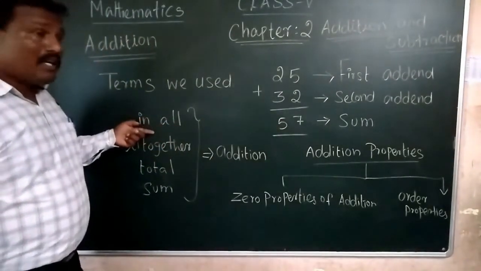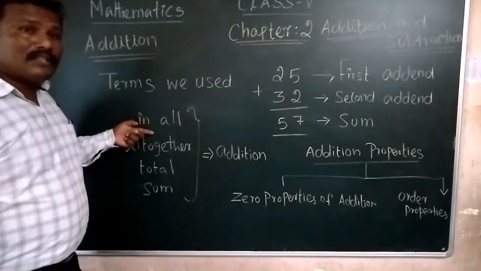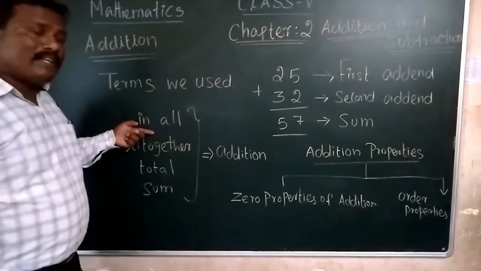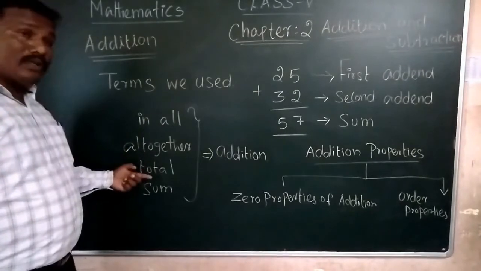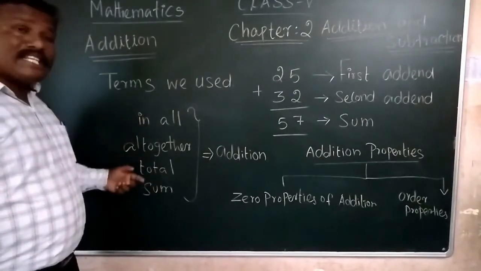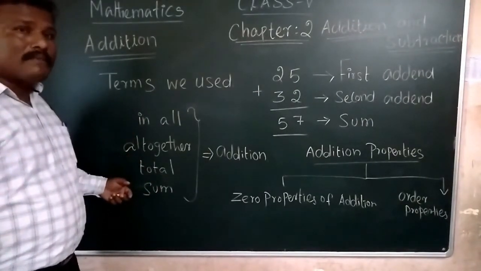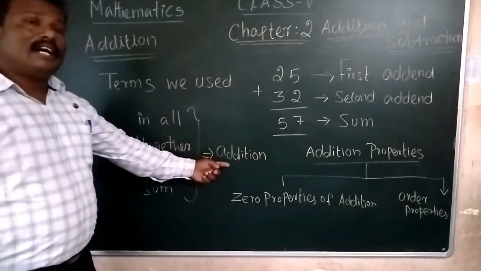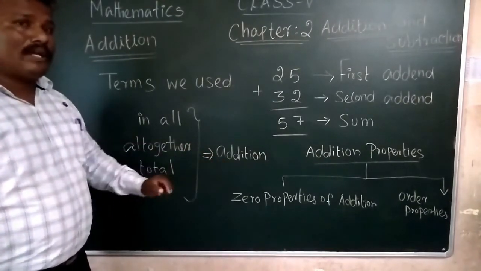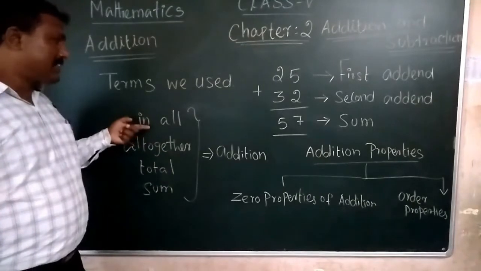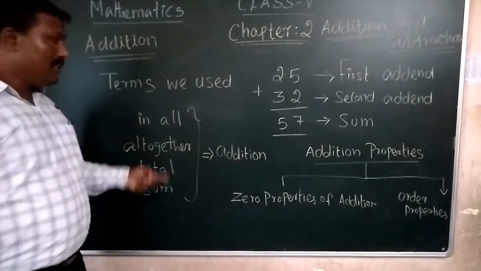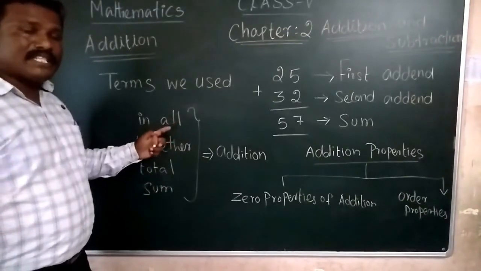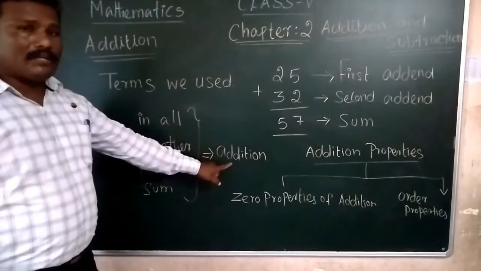Next, what are the terms that indicate addition? In all, altogether, total, sum. If these kinds of terms are in your sums, maybe they will ask in all, altogether, total, sum. If these kinds of terms come, they identify addition.